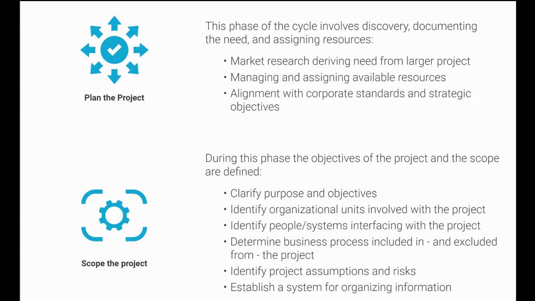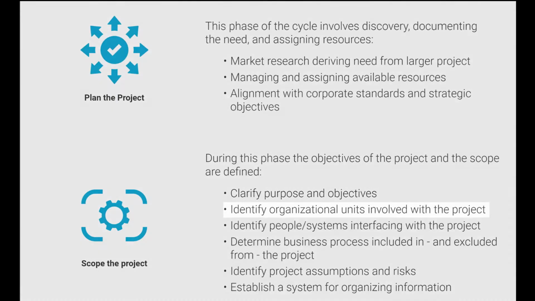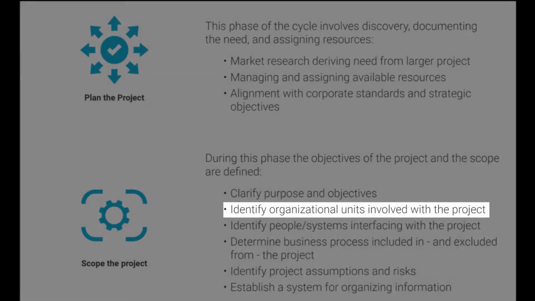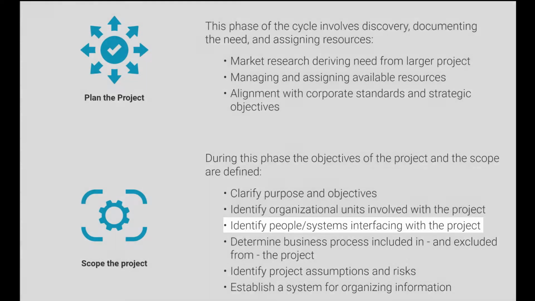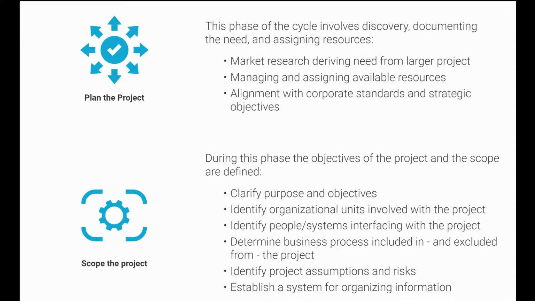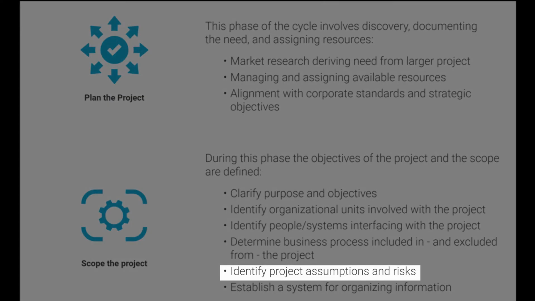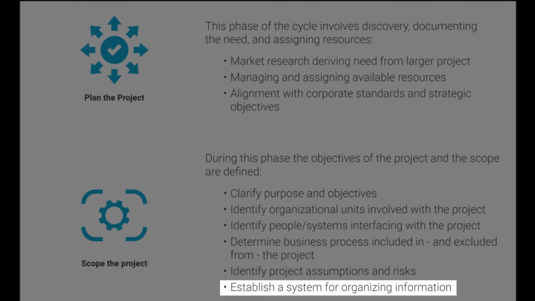Scoping of the project would include clarifying the purpose and objectives, identify the organizational units involved with the project, identify people and systems interfacing with the project, determining business processes included in and excluded from the project. It's important to not just identify what's included in, but specific things that should be excluded from should also be included in that documentation. Also identifying project assumptions and risks, and establishing a system for organizing information.